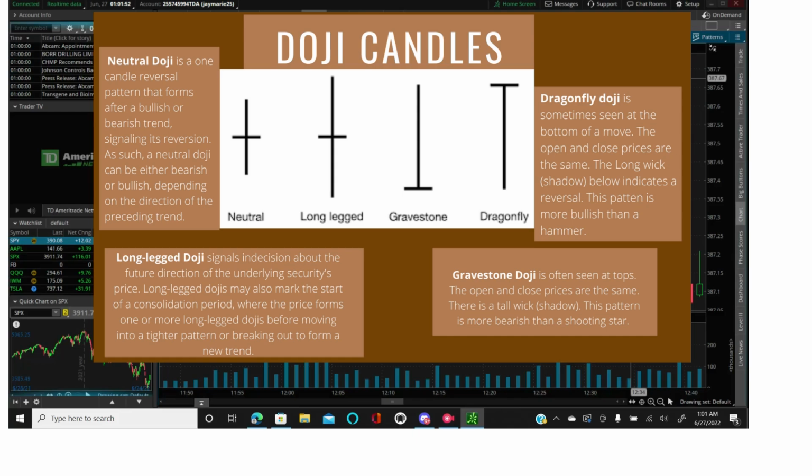And then you have the gravestone. This is often seen at the top of a move. It's just like the dragonfly doji, but in reverse. So if a stock has been going up, up, up, and then you see this gravestone, again, the wick at the top represents the highest that the stock has gotten. So it's gotten way up there. However, sellers have pushed it down to that bottom with that small body. So that represents a lot of selling pressure, and it could potentially mean that the stock is going to reverse to the downside.